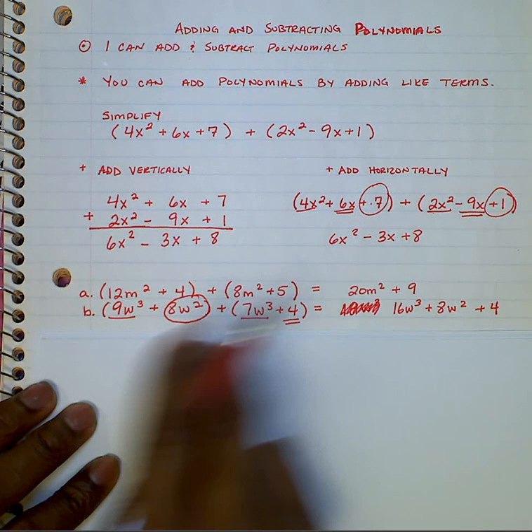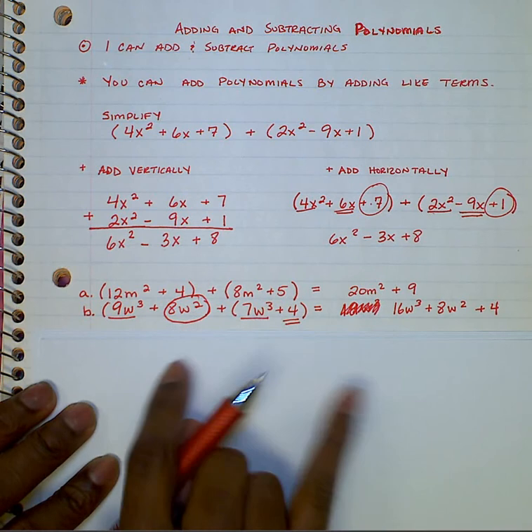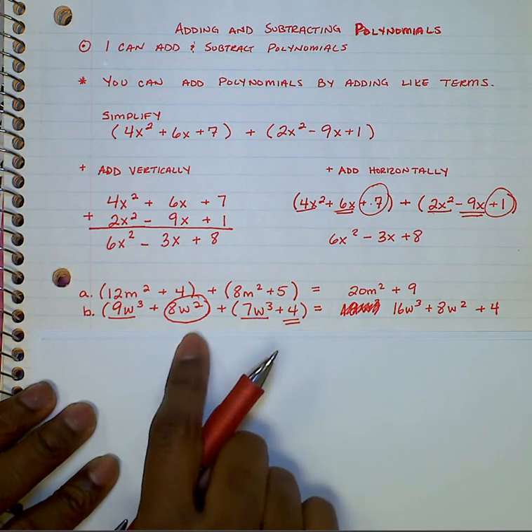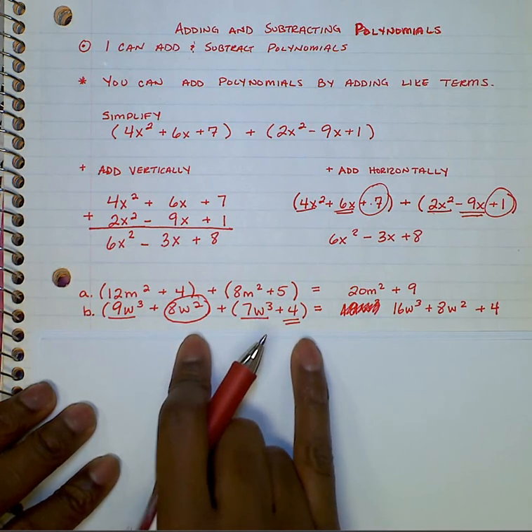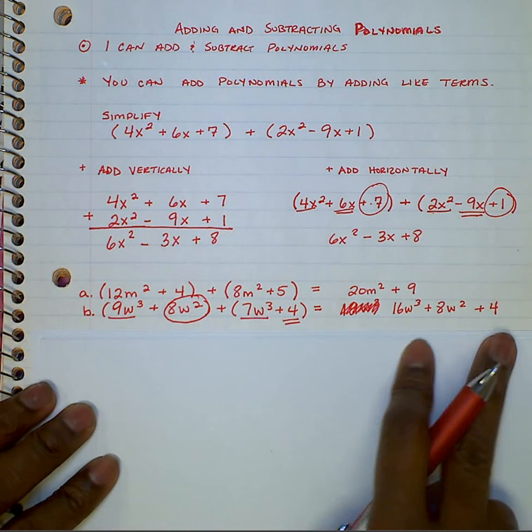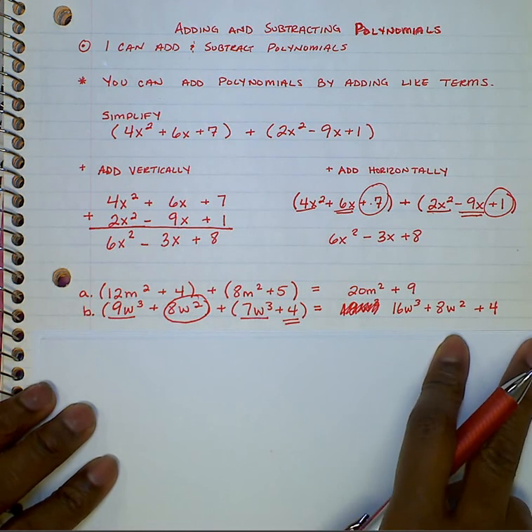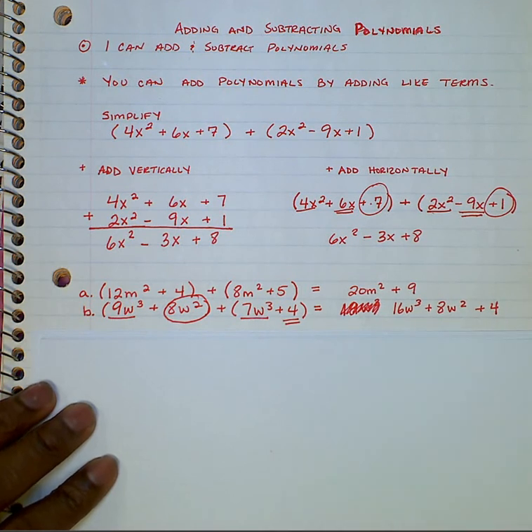So as I put these together, 4 and 8w squared don't have like terms. We can't add them together or simplify that necessarily, but they can come into this polynomial the same way. Okay, so I added two binomials together and I ended up with a trinomial. Alright, so in the end, make sure that I have all my like terms together.